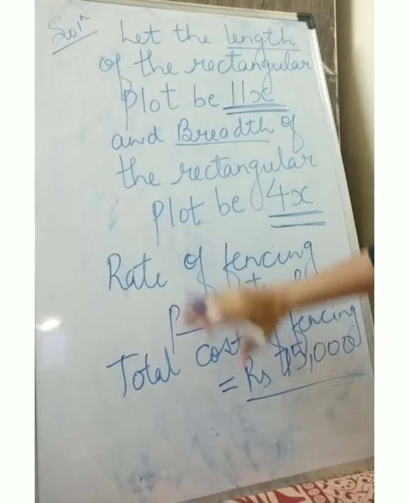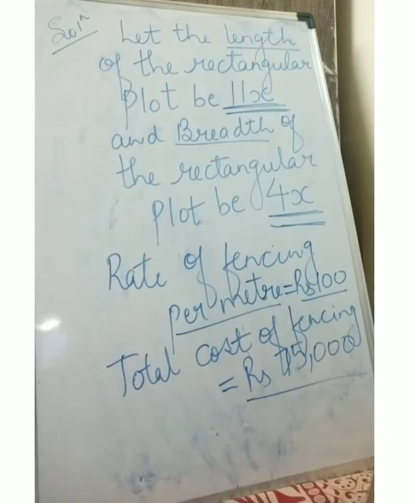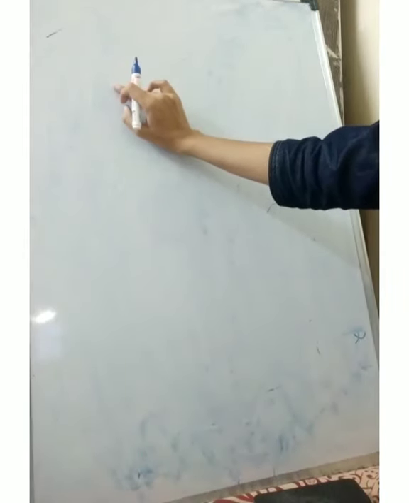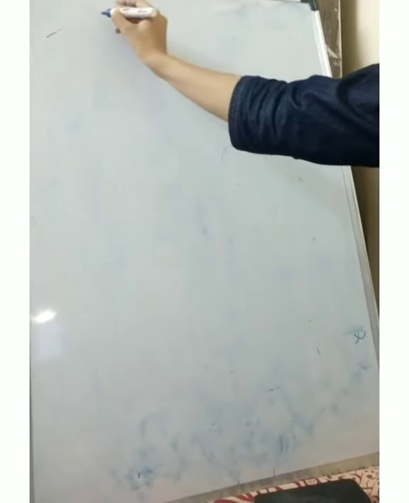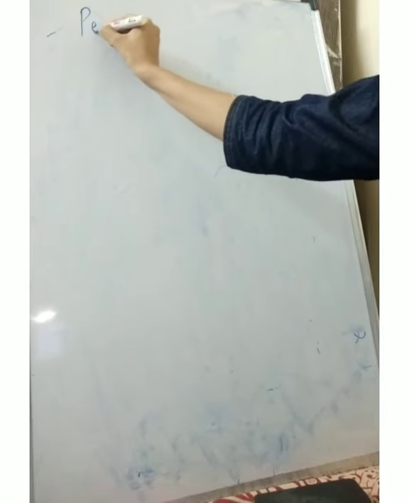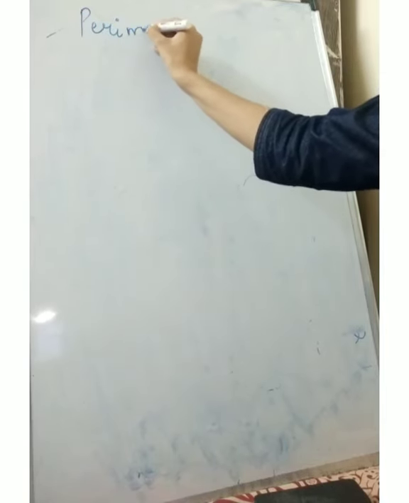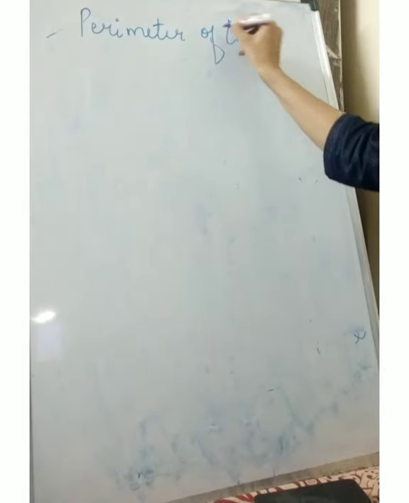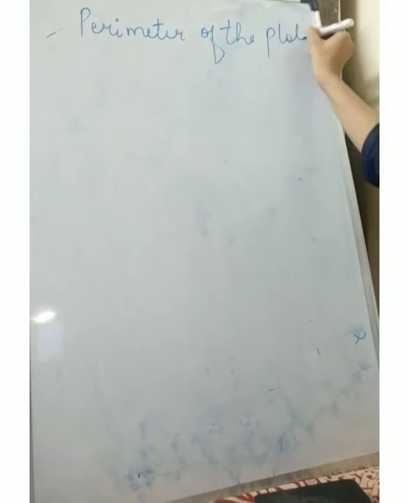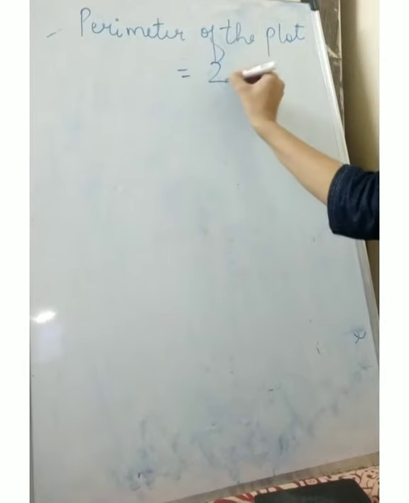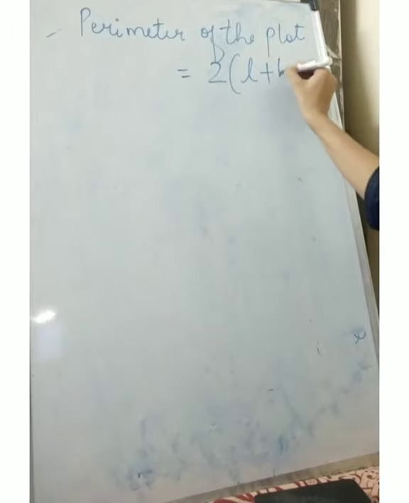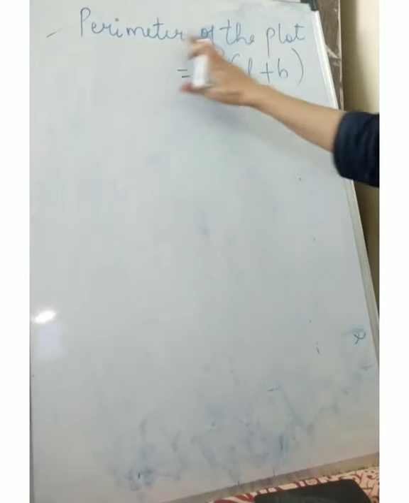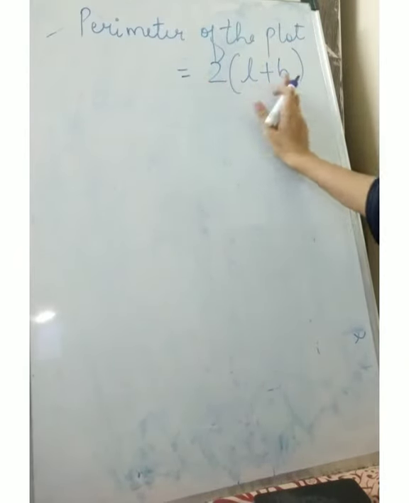75,000. So we have written all the things which are given in the question. Now we will find the perimeter of the plot. Why are we finding the perimeter, students? Because it is given in the question that the rate of fencing, which means we are talking about perimeter. So the perimeter of the plot is equal to 2(L + B).